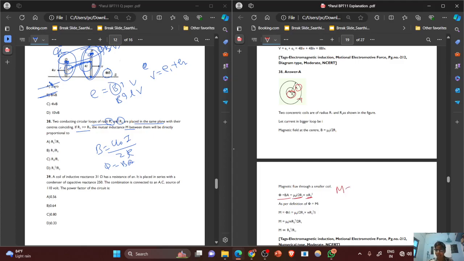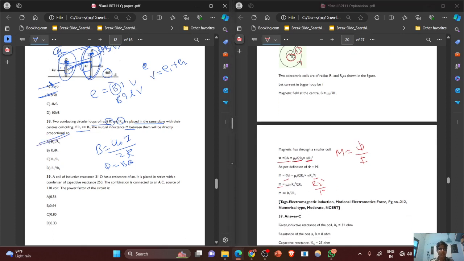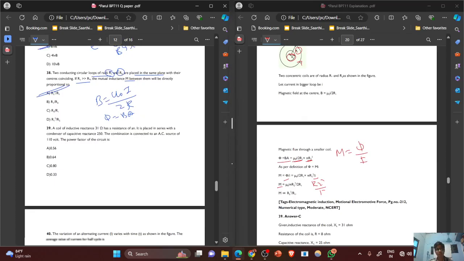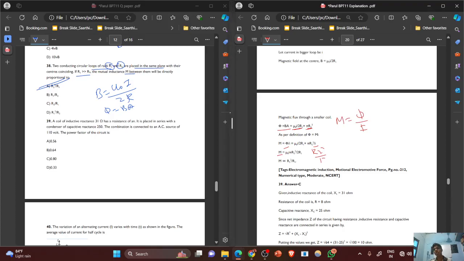And the flux goes through the inside coil. So you know M is given by phi by I. Putting the value of phi and the value of I here, you get M proportional to R2 square by R1. So the correct option will be option A. It's a PYQ question, and you have also solved it previously. It's based on the mutual induction concept.